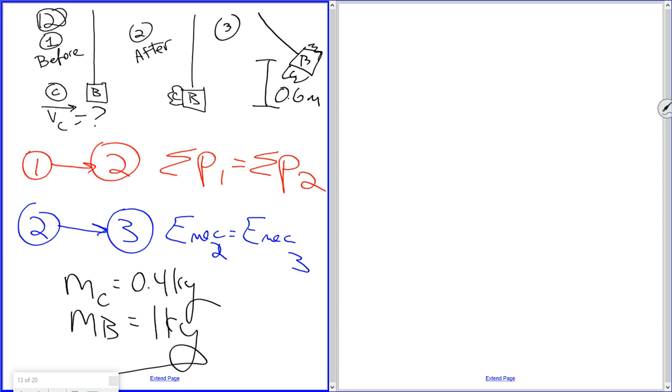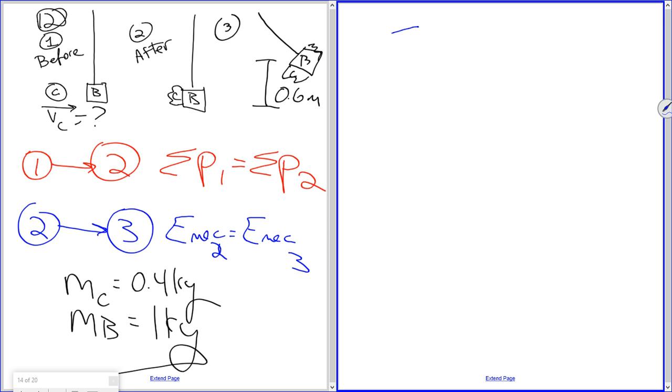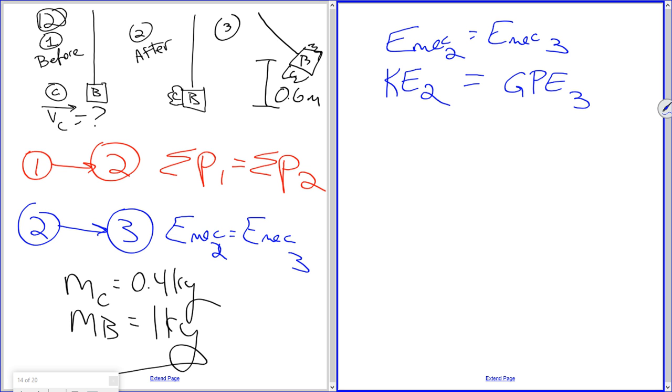Follow? So, I know that the mechanical energy in drawing 2 is equal to the mechanical energy in drawing 3. So what type of energy do I have in drawing 3, you guys? GPE. So the gravitational potential energy in drawing 3 is equal to the kinetic energy in drawing 2. Good? All right. So kinetic energy, that's mass. What mass am I talking about here, you guys? The whole system. So the clay and the block. Times G times the height equals the kinetic energy in drawing 2.